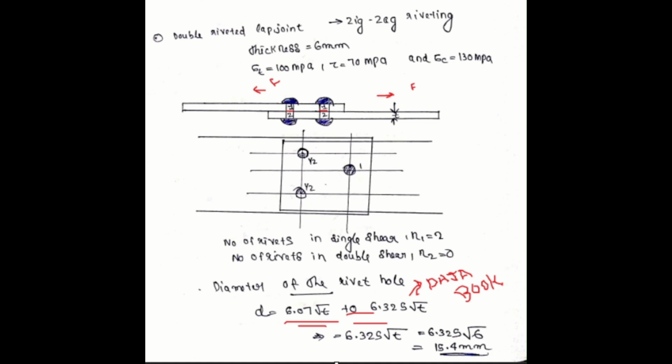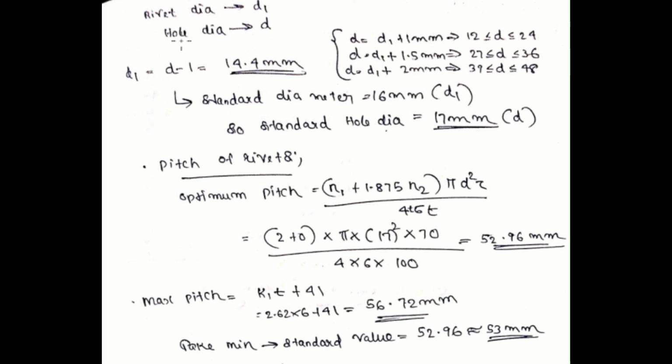The thickness given in the question is 6 mm. Substituting, we get 15.4 mm as the diameter of the rivet hole. This is not the actual diameter; it is more of a theoretical value. Okay, next step: the hole diameter is assumed as small d, and the rivet diameter is small d1. These are certain equations you just have to learn by heart.